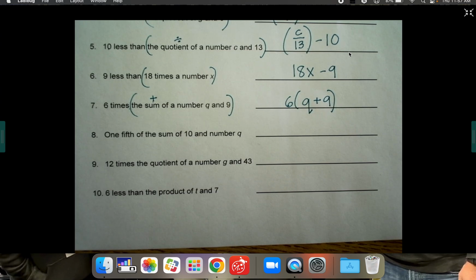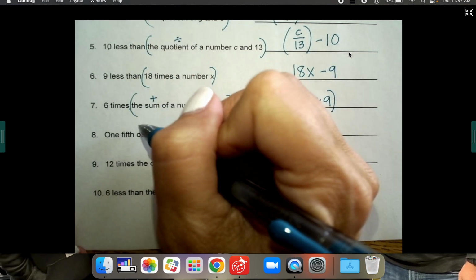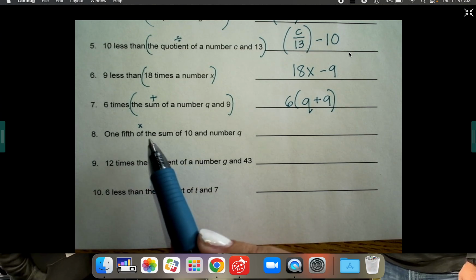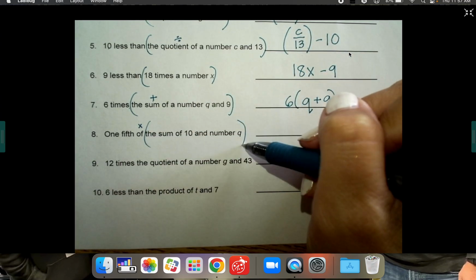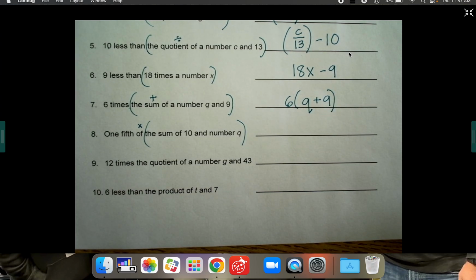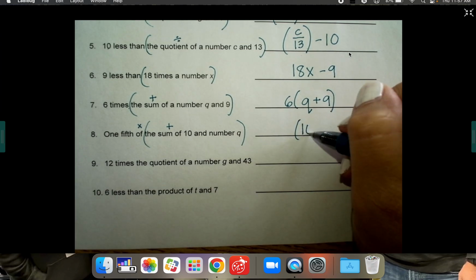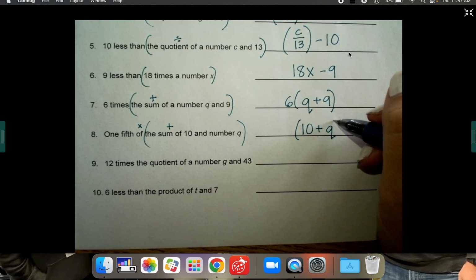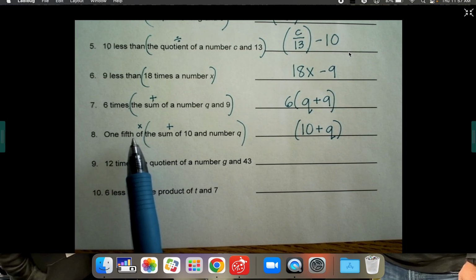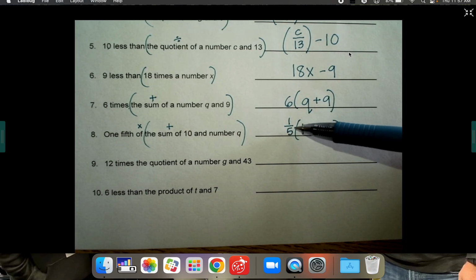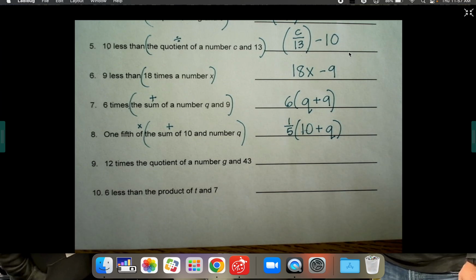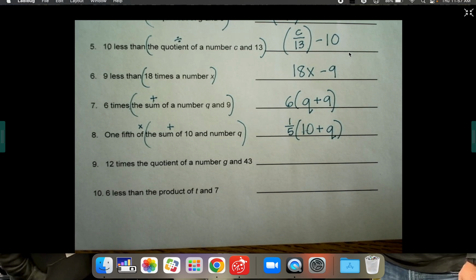Number 8, 1/5 of. Of means multiply. So anytime you see the word of, it means you're multiplying. 1/5 of the sum of 10 and q. So sum means add. So you're going to add 10 and q. 10 plus q. But then we have 1/5 of that amount, 1/5 times that amount. So I'm going to squish the 1/5 at the beginning with no symbol in between because that's telling me I'm going to multiply it, distribute it, which is multiply it.